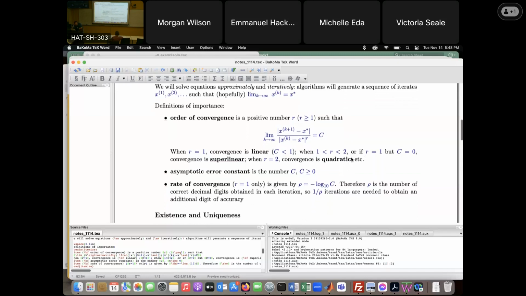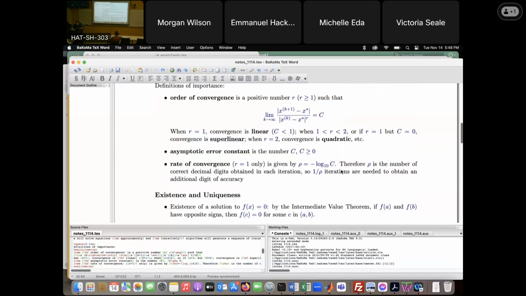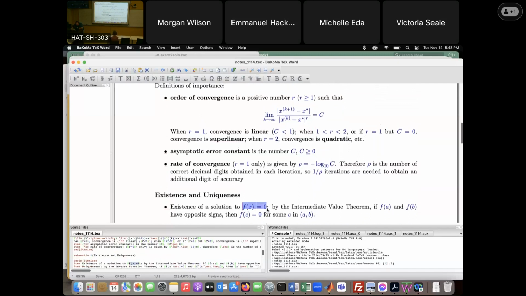Okay. Now, still focusing on the general root finding problem, let's look at existence and uniqueness of a solution. There's one situation where you can confirm existence of a solution to f of x equals 0. This is from calculus 1, the intermediate value theorem.